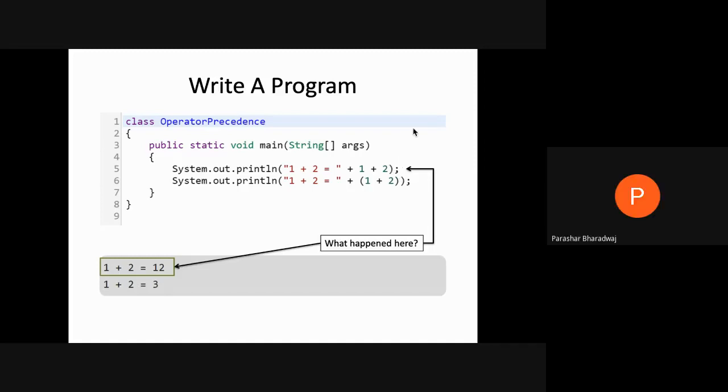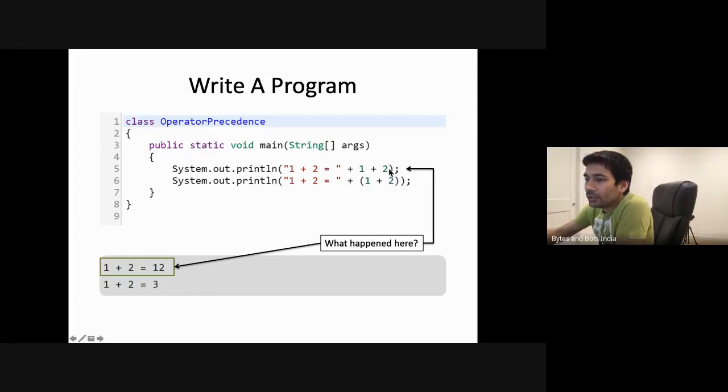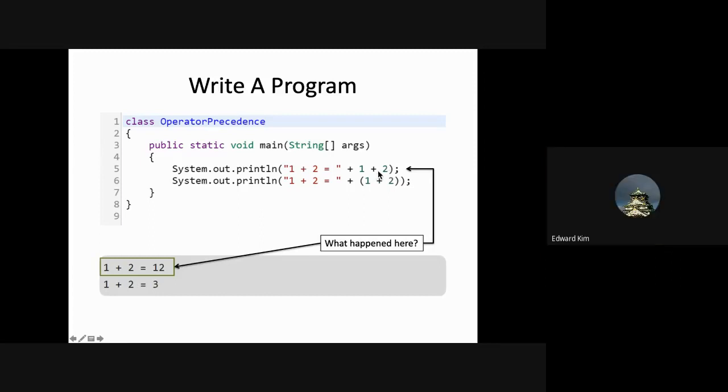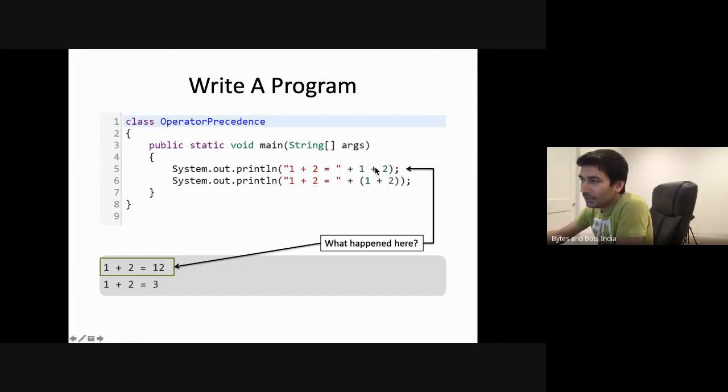Wait, so does the plus 1 get recognized as 10 in that case then? No, it's not doing math here. So let's look at it again. When Java is looking at this whole expression, it will look at the rightmost plus sign first, right?